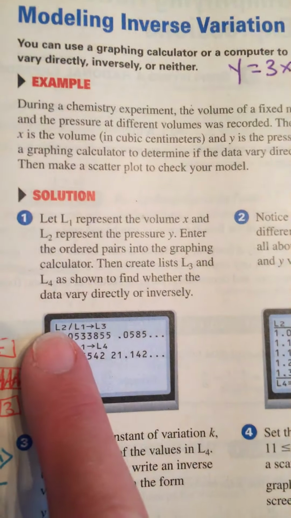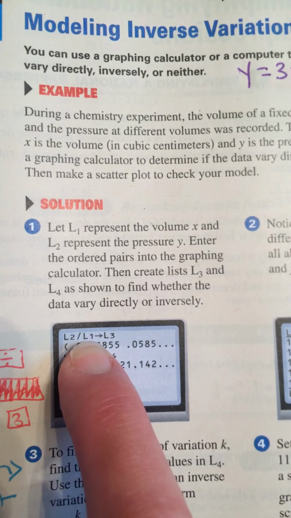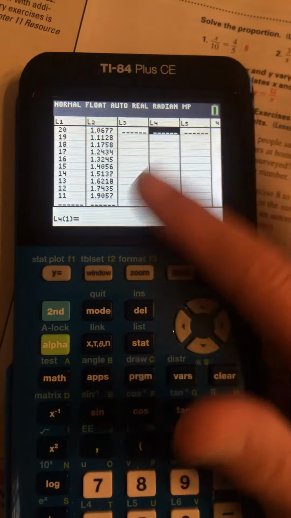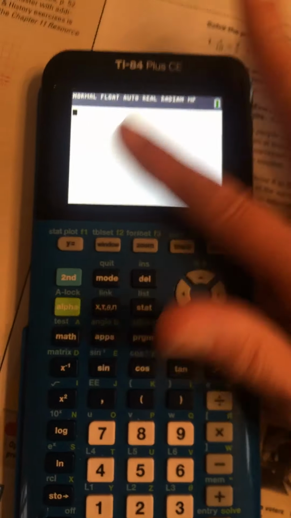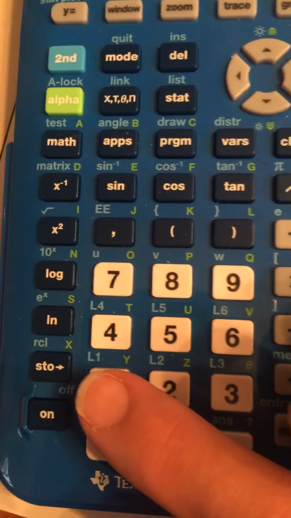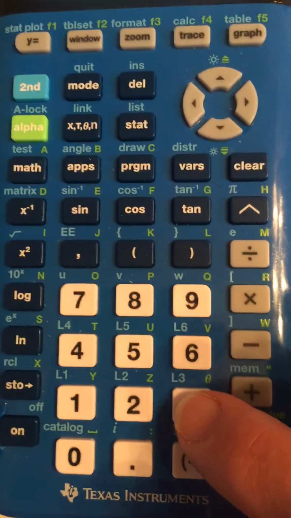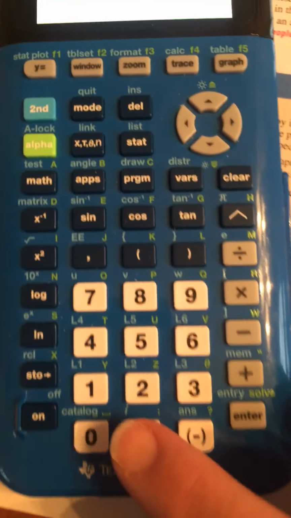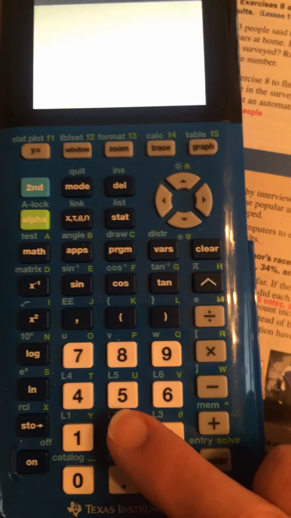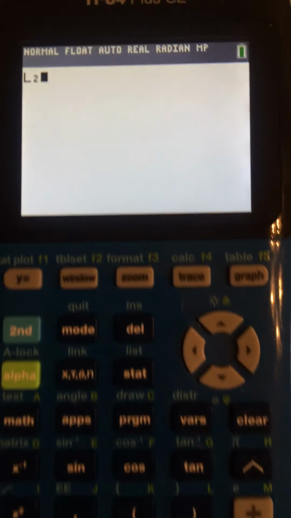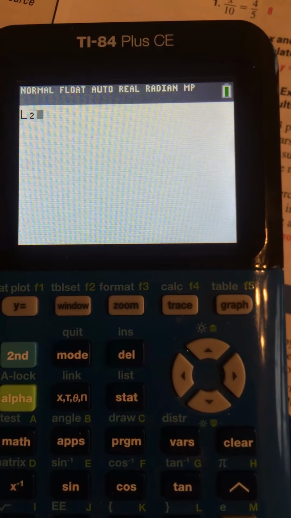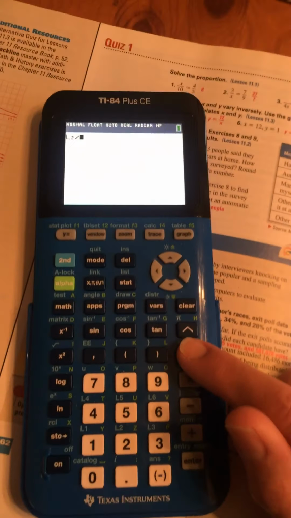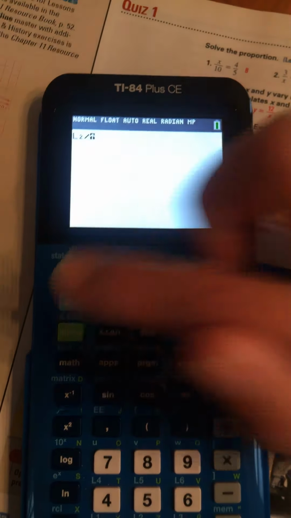Okay, so what they said to do is list 2 divided by list 1 equals list 3. So how we do this is we get out with second quit. This is our regular math screen. Do you see how it's got L1, L2, L3 painted on there in blue? The second button is blue. So how we get those is by doing second. My first one is list 2, so I do second, number 2, and there it is. And then I want to say divided by list 1. So I say divided by, and I do second 1.